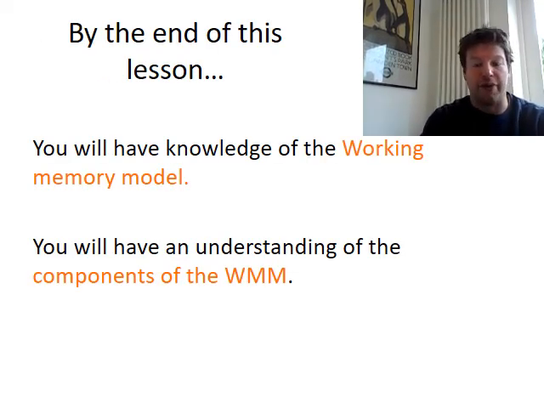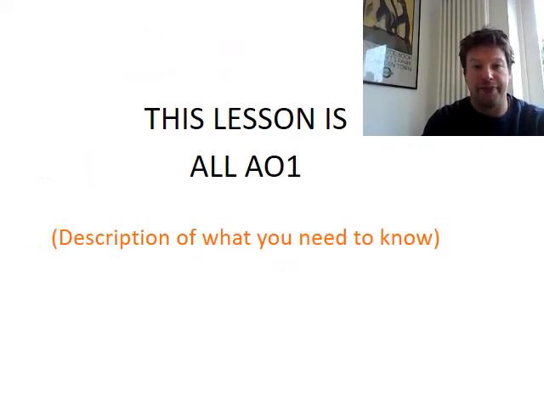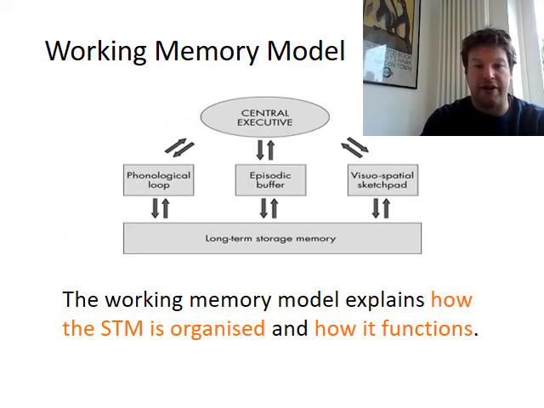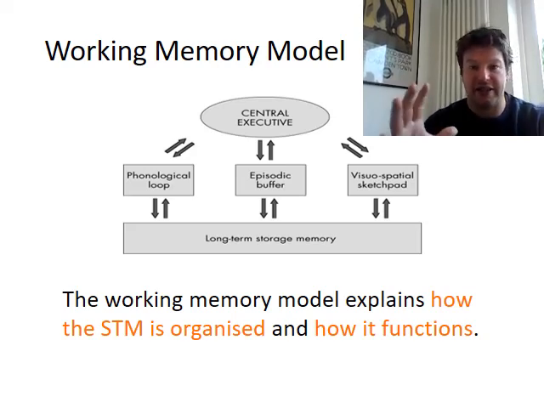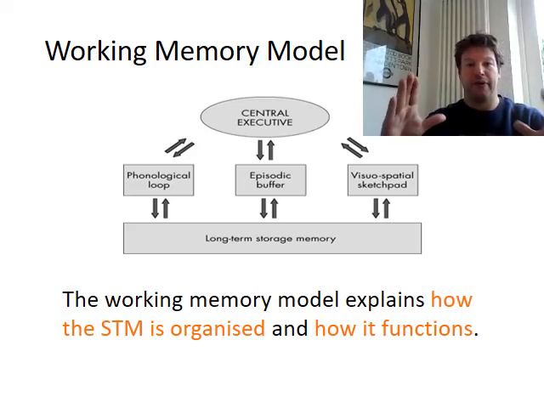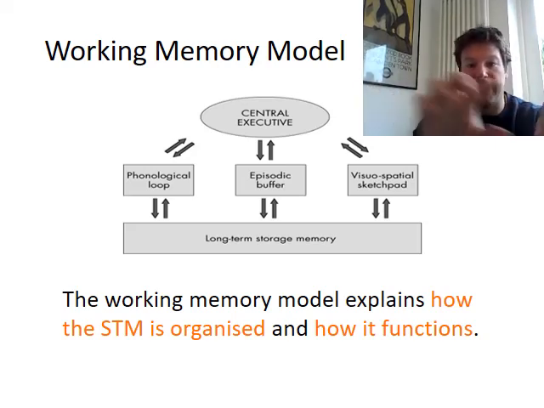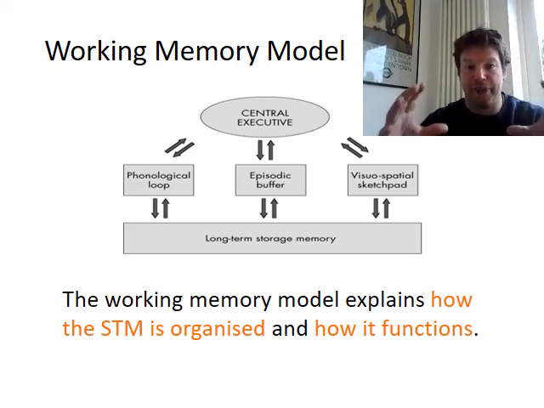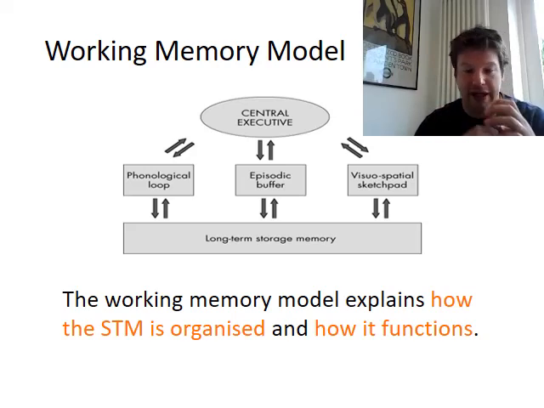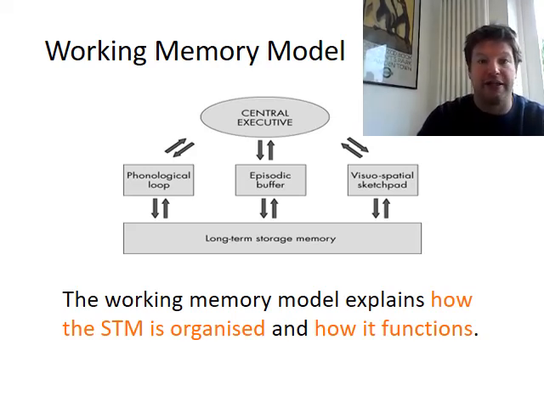Okay, you'll have knowledge of the working memory model and you'll understand the components. All AO1. Okay, there it is again. And this is the first AO1 point you want to get: this exists within short-term memory. If you remember, within the multi-store model, short-term memory was just one box. You can see at the bottom it's got long-term memory. But basically what it's saying is all of those 4, central executive, phonological loop, episodic buffer, visual spatial sketchpad, are within the short-term memory. So it's making short-term memory more complex than the multi-store model.